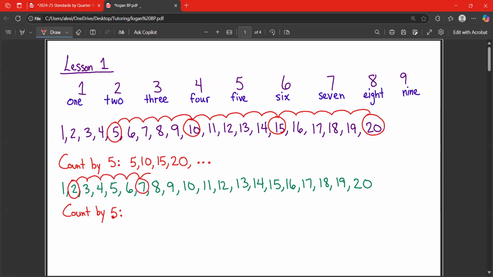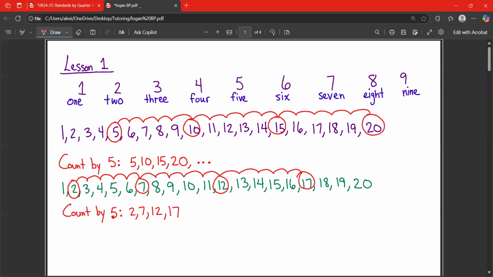And then let me keep going. 1, 2, 3, 4, 5. All right, let's keep going. 1, 2, 3, 4, 5. And then if I have more numbers, I can keep going, but I don't. So let me just write what I have. 2, 7, 12, 17. That's counting by fives.